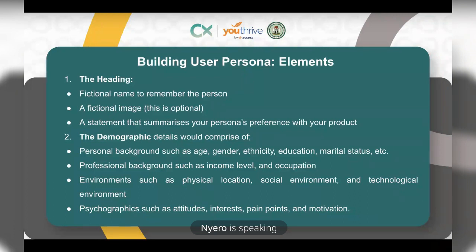So all of these are not always important, but remember that you always think of your product and try to frame whatever you are framing. You pick and choose what is important to the framing in light of what type of product and what industry your product exists in. And then there are things like psychographics, which are the attitudes, interests, pain points, and motivations of your users.